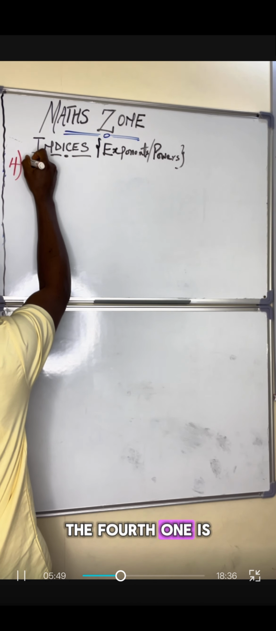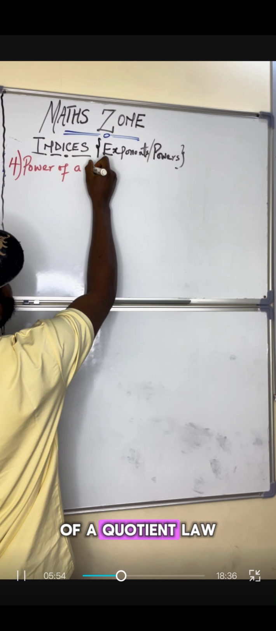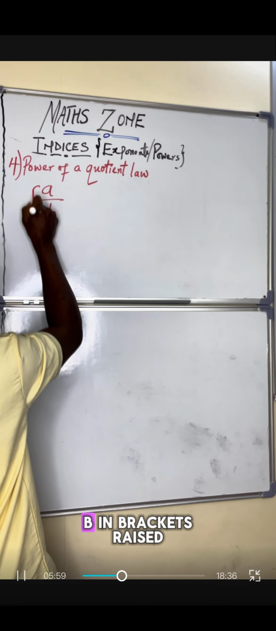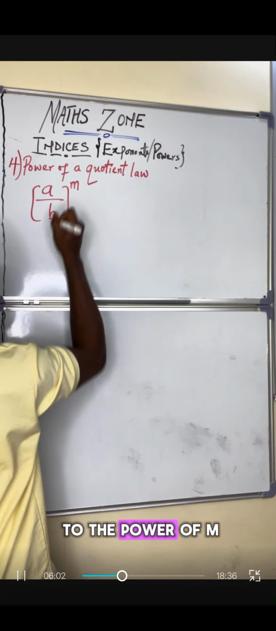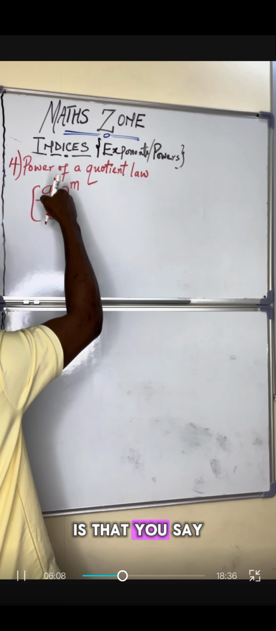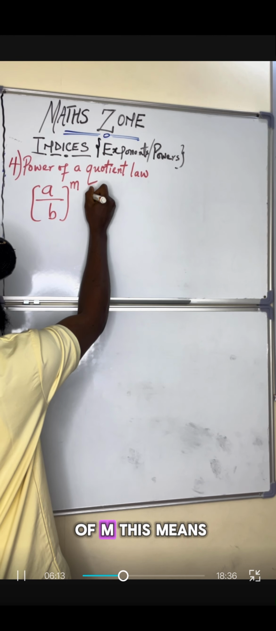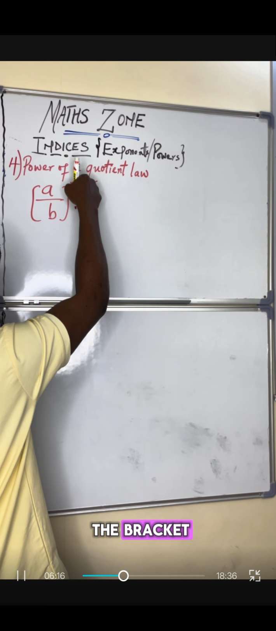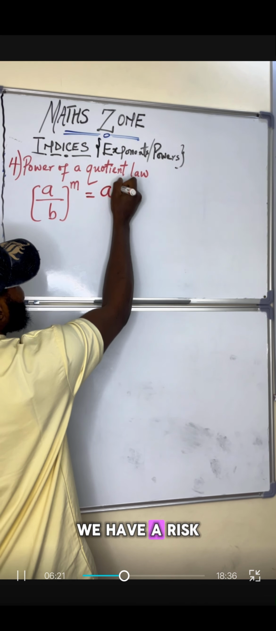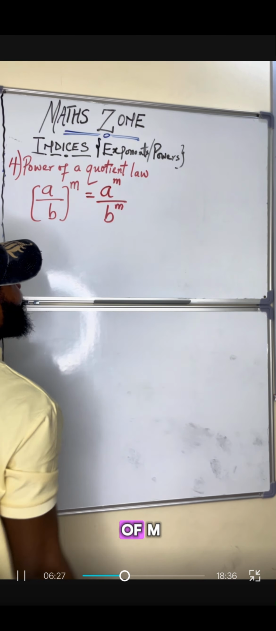The fourth one is the power of a quotient law. When you have A over B in brackets raised to the power of M, we can also call this A divided by B. You see that you say A divided by B or A over B in brackets raised to the power of M. This means that this power outside the bracket belongs to both the numerator and the denominator. So what do we have? We have A raised to the power of M divided by B raised to the power of M.